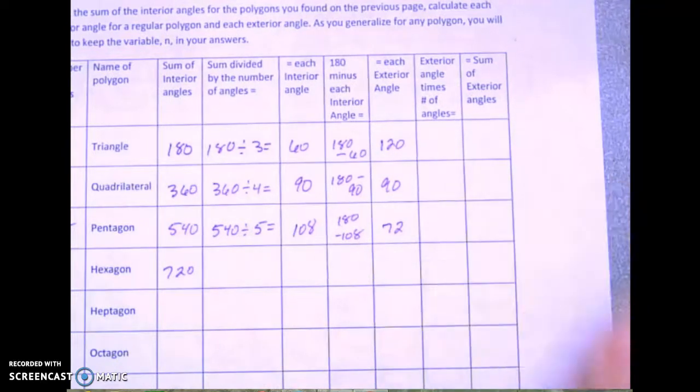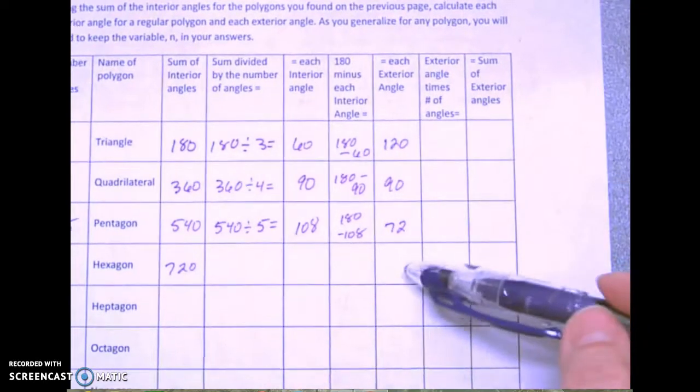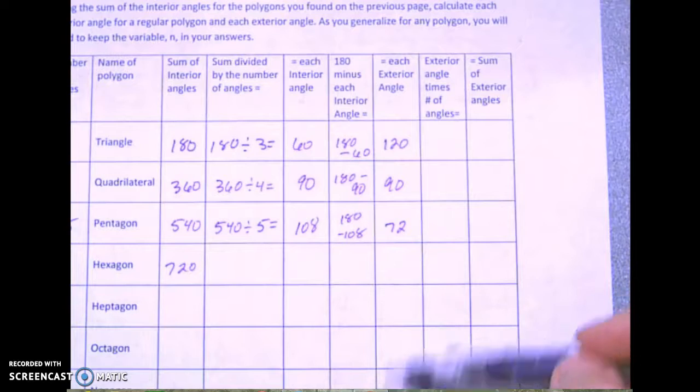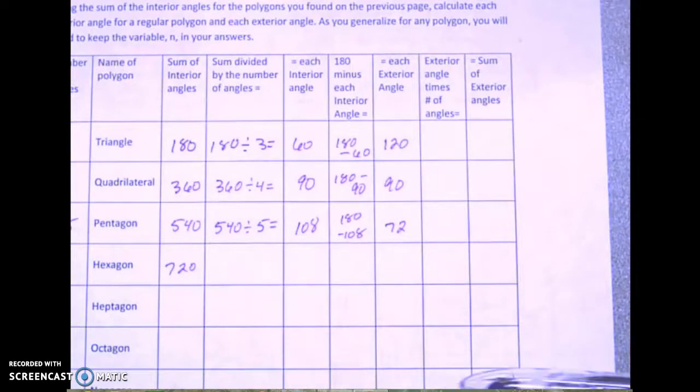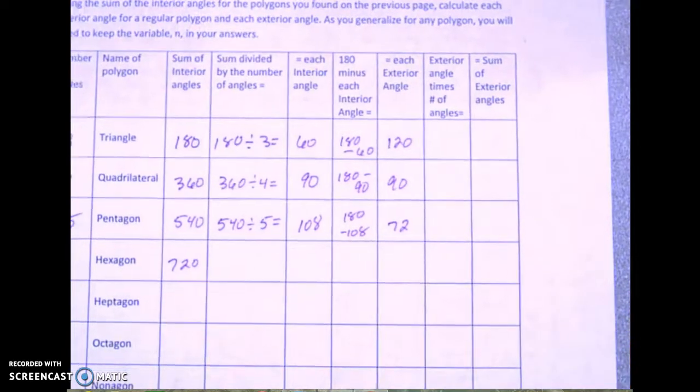Go ahead and fill out that information for your hexagon, heptagon, octagon, nonagon, and decagon. We're not going to fill in an equation yet. We're going to work our way backwards when we get the sum of the exterior angles.